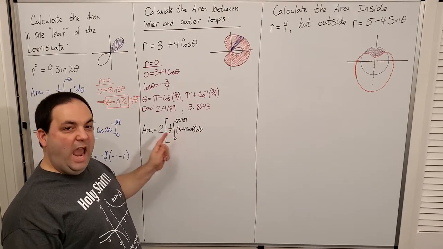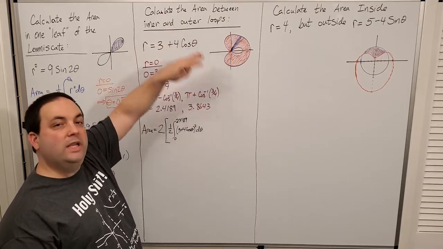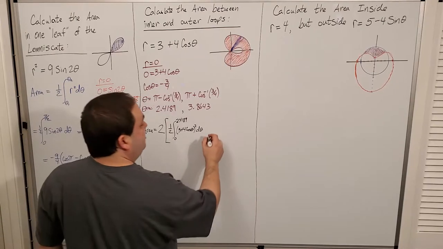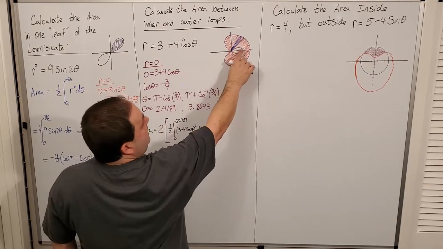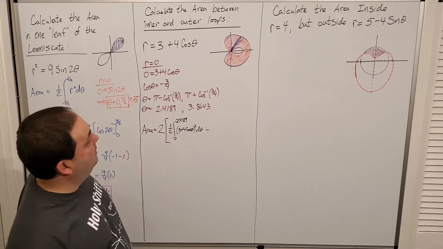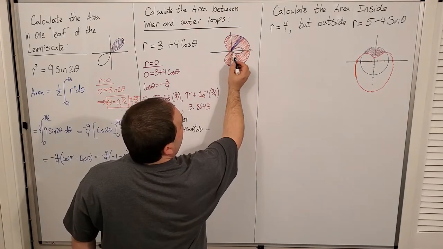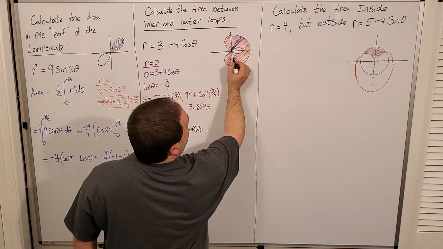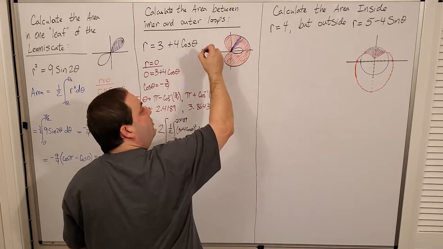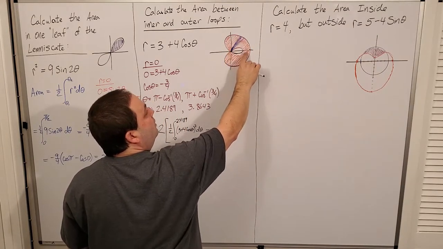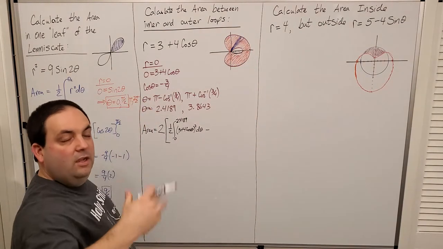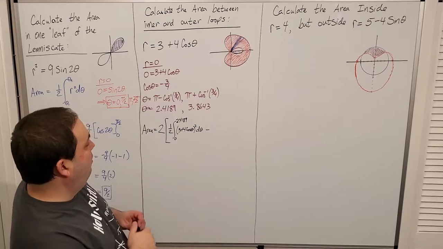This will give me the area of the entire inside. So now what I need to do is subtract off the inner loop. And remember, I'm doing this with symmetry. That's why this is doubling. So I'm only going to be doing the inner loop from this point until it hits the axis here. I'm just going to be doing that part from here to here, which will give me just this lower half of the area. And then I'll double it, and it's being subtracted off.